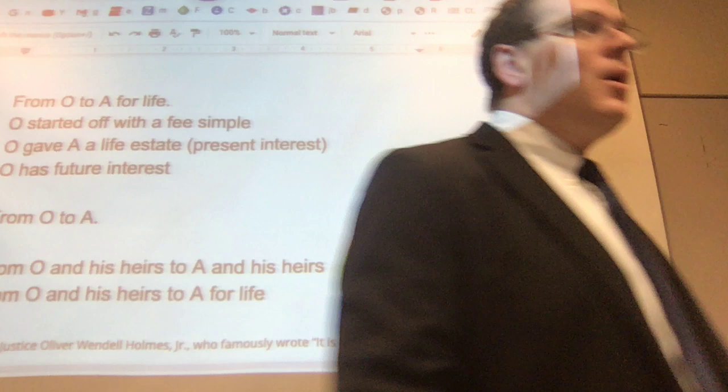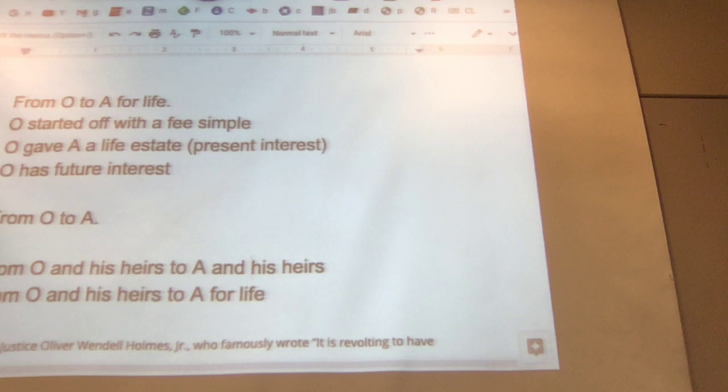Chance. In the event of the second one, from O and his heirs to A for life, if O has no heirs. Okay, this is the question students love to ask me, right? What if someone dies with no heirs? In my class, everyone has heirs. An heir doesn't have to be a son or a daughter. It could be a cousin, an aunt, an uncle, some blood relative, right? Everyone has heirs. Now, there are exceptions, right?